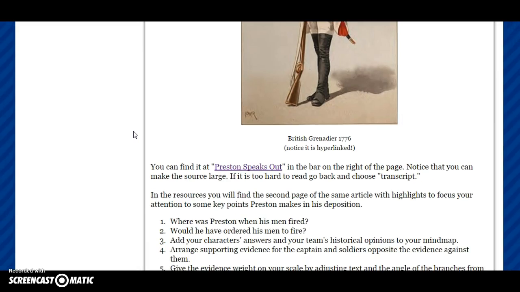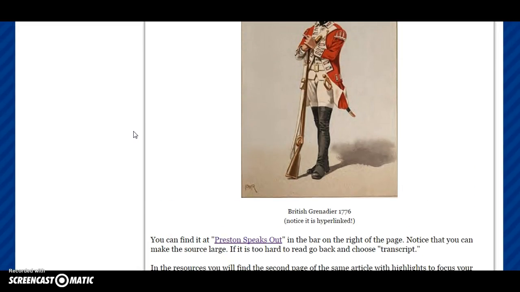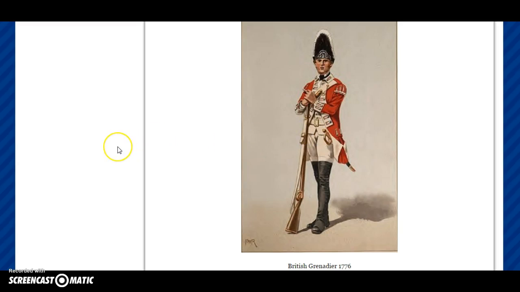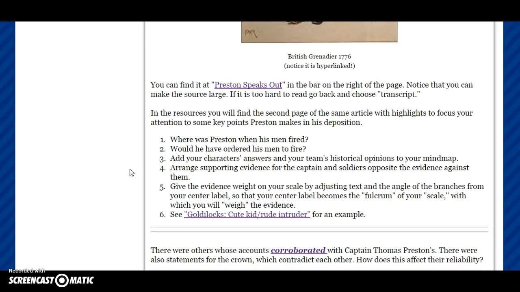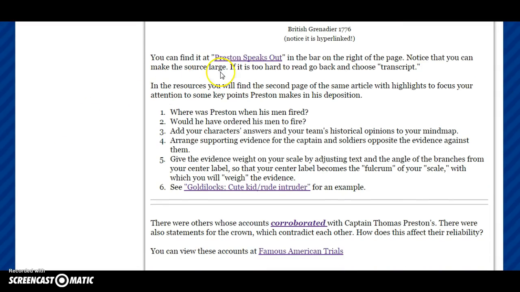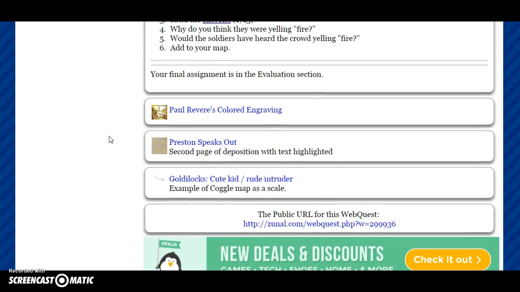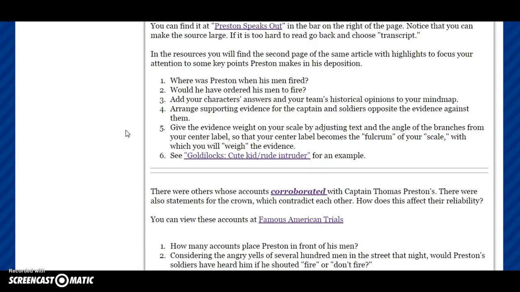Now we get to find out what Preston thought. This was the captain. Not this particular picture, but this picture is linked to a biography about Captain Preston, who led the soldiers in the massacre. And we get to find out what he had to say from his jail cell. This is the first document that I have a resource for. I took his deposition and highlighted parts for students to concentrate on.